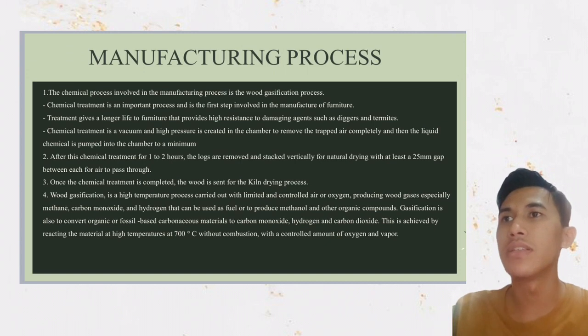Wood gasification is a high temperature process carried out with limited and controlled air or oxygen, producing wood gas, especially methane, carbon monoxide, and hydrogen that can be used as fuel or to produce methanol and other organic compounds. Gasification also converts organic or fossil-based carbonaceous materials to carbon monoxide, hydrogen, and carbon dioxide. This is achieved by reacting the material at a high temperature of 700 Celsius without combustion, with a controlled amount of oxygen and steam. That's all from me. Thank you.